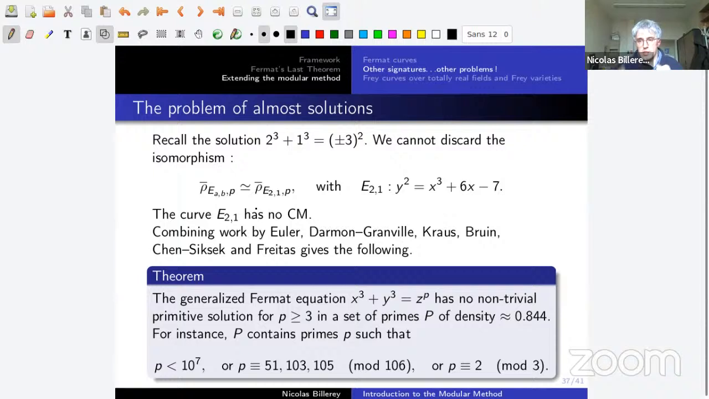So you have to find other techniques, and I won't discuss all the clever techniques that people have been creating to deal with this equation. But let me just summarize the work of Euler, Darmon, Granville, Kraus, Bruin, Chen, Siksek, and Freitas in that theorem. So they all contributed to this in different ways. But you see, it's not completely solved. So we know that this equation has no non-trivial primitive solution for prime exponent p greater than or equal to 3 belonging to a set of primes of density about 0.8. So for all these exponents, we have no non-trivial solution, but the problem of solving that equation in full generality is still open.